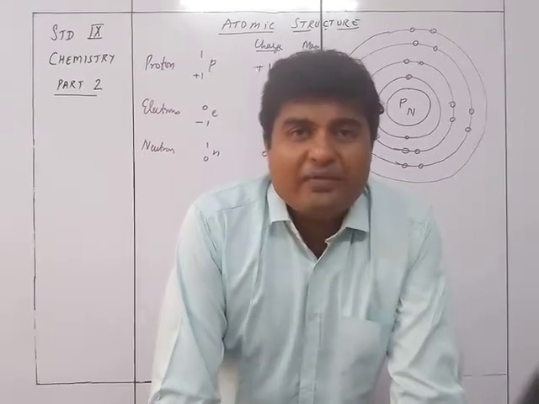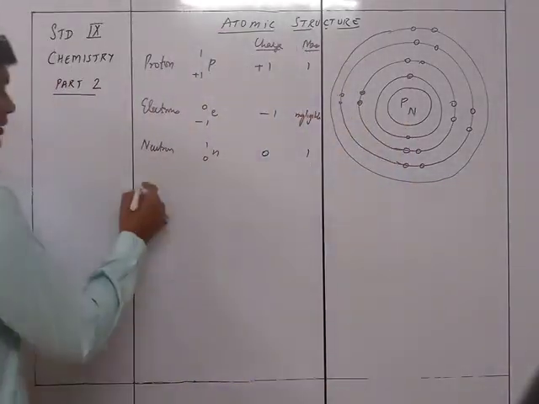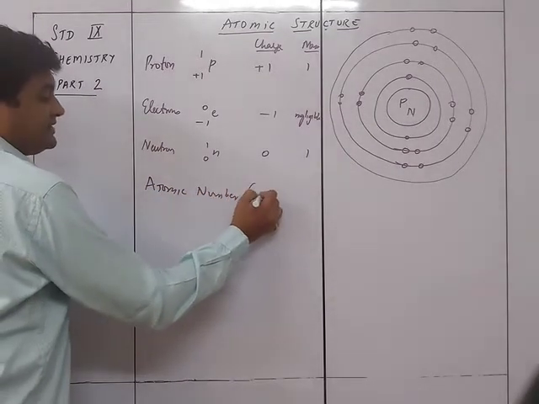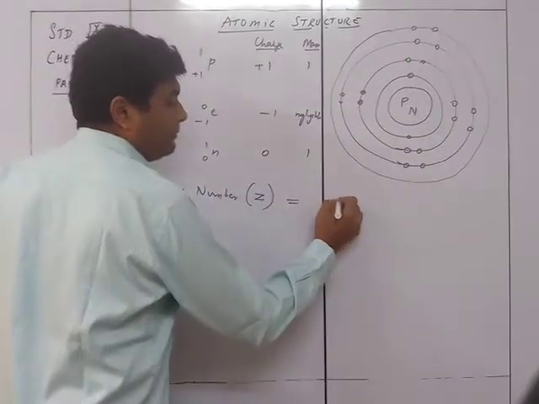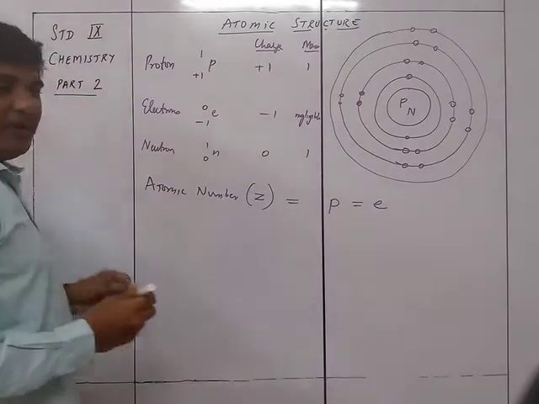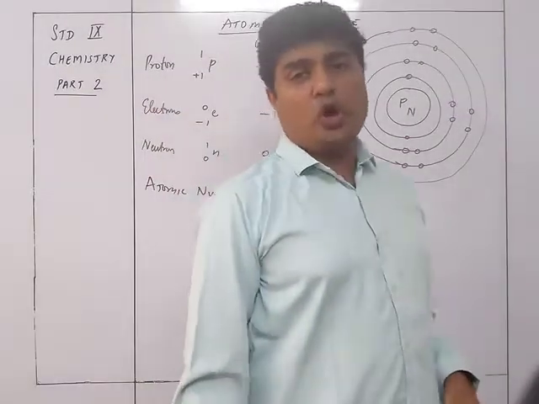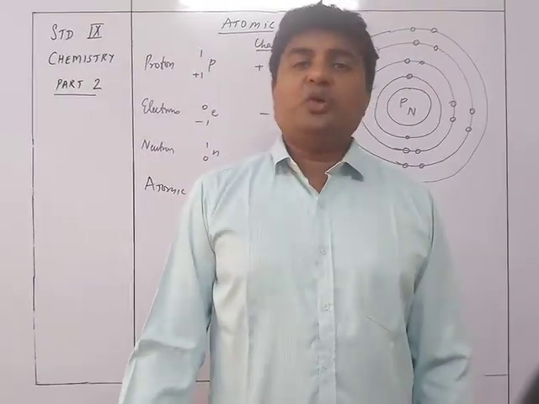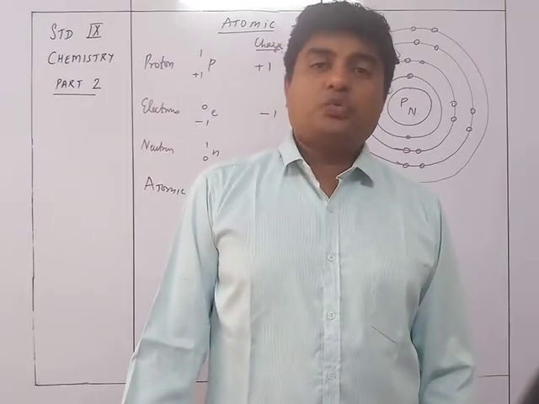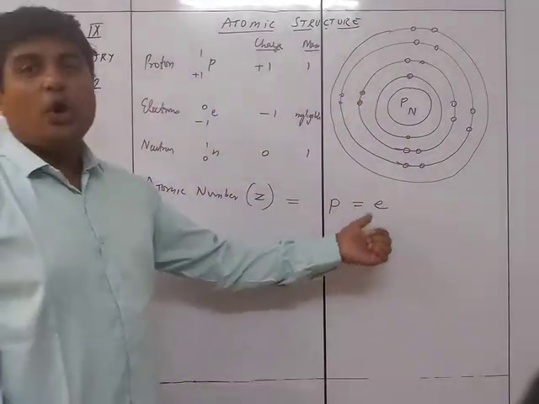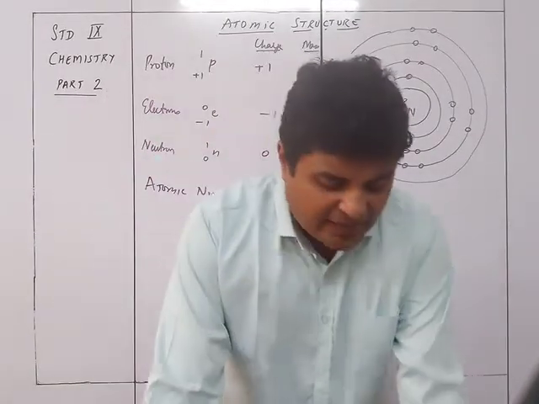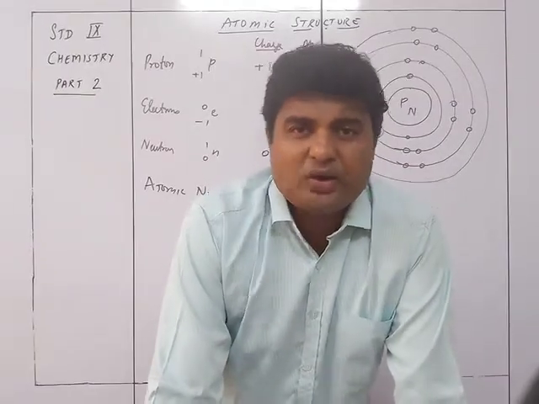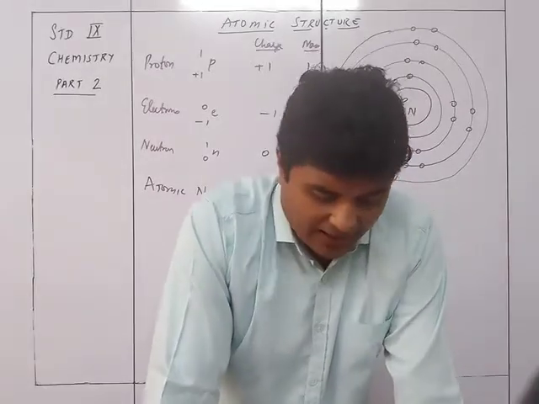So the first thing we are going to have is the atomic number. The atomic number is given as Z, and that is equal to the number of protons or equal to the number of electrons present in an atom. Because we know that the number of protons and the number of electrons are the same, we take Z equal to P or equal to E. An atom of each element has its own characteristic number which distinguishes it from the atom of another element.